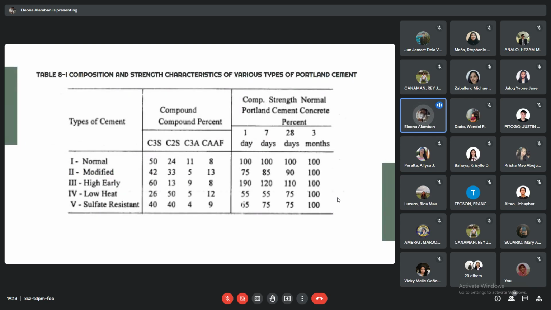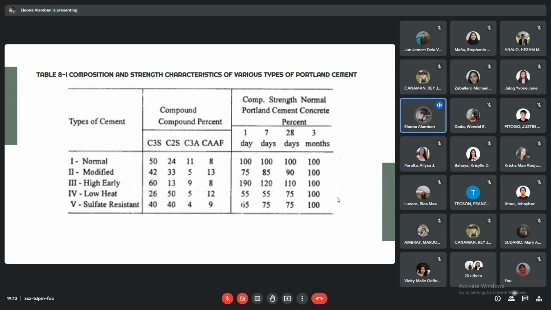It is the composition and strength characteristics of various types of Portland cement. Now, as you can see, in the types of cement, we have the Type 1, which is the normal one. We can see it has a fairly high C3S content for good early strength development. So the C3S is 50. Next, we have the Type 2. This Type 2 is low for C3A content, which is only 5. Then in Type 3, it is ground finely and may have slightly more C3S. So the C3S is 60, which is more than normal.